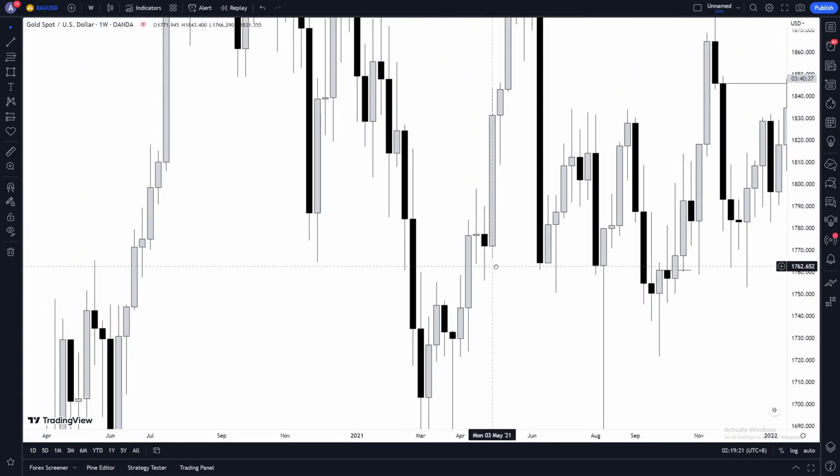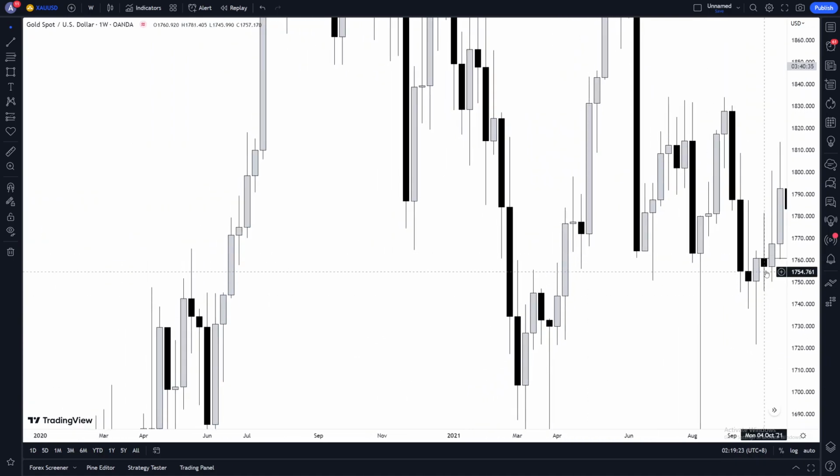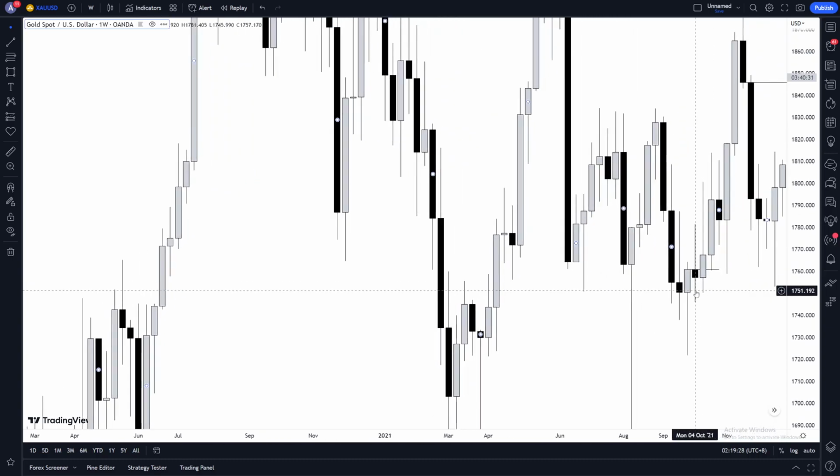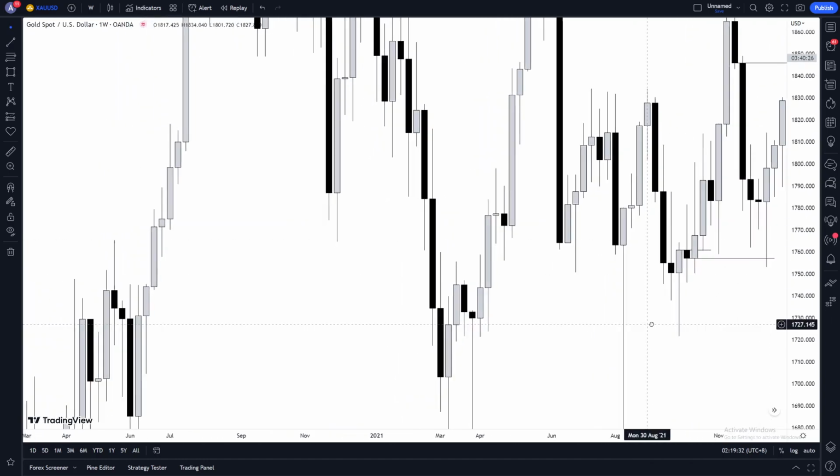Sell, buy. So let's assume our charts were like this. Sell, buy. What do we have here? Support. So we go and draw that in. And you can see how price touches and goes, right?